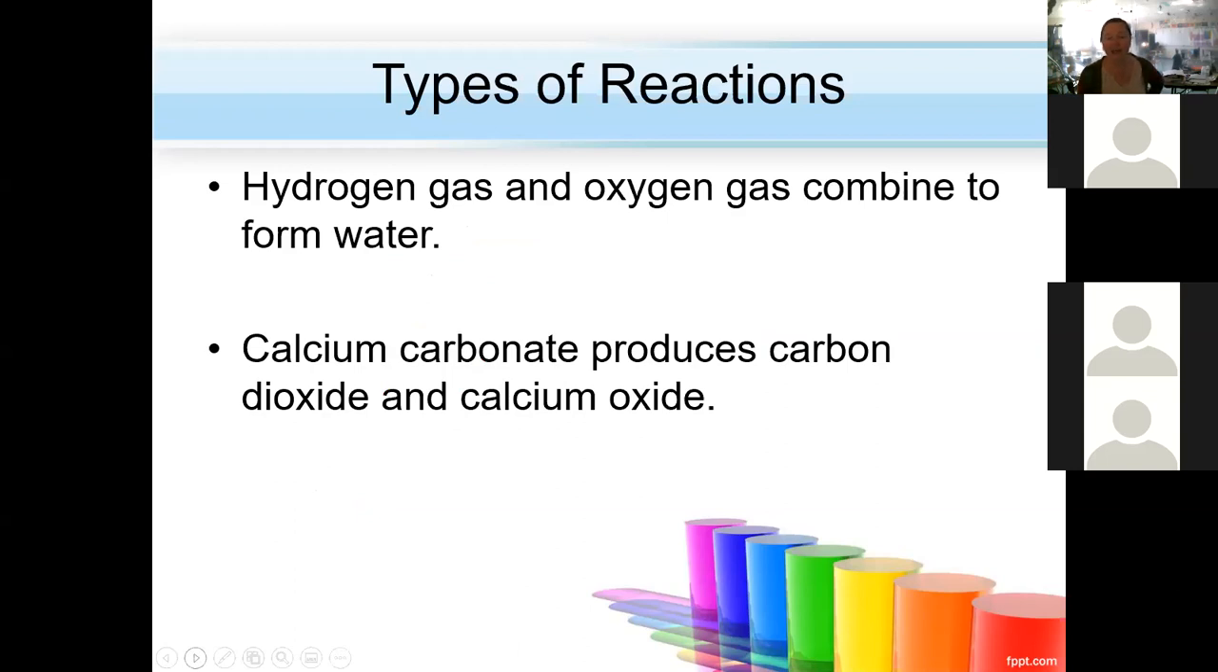So let's review really fast, writing some balanced chemical equations. So I've got hydrogen gas and oxygen gas combined to form water. How would I write that as a balanced chemical equation? 2H2 plus O2 equals 2H2O. Perfect.